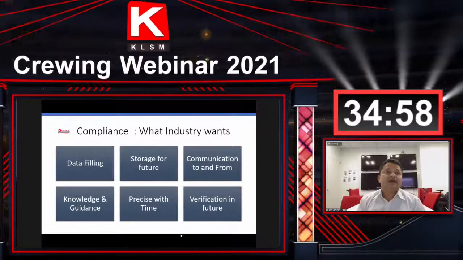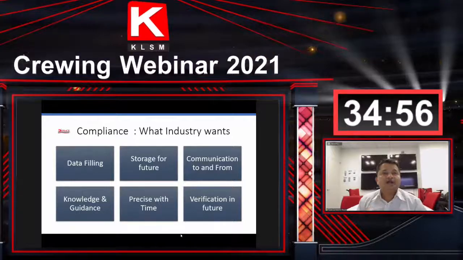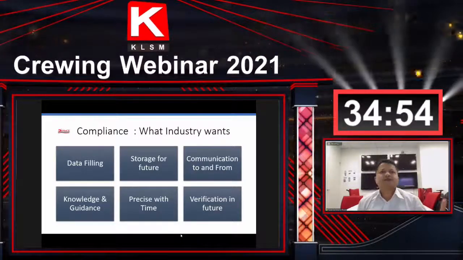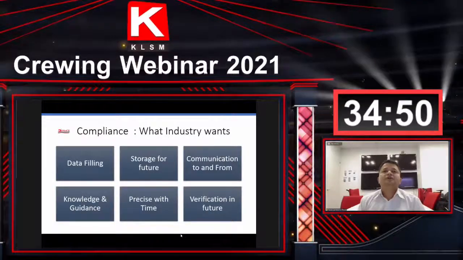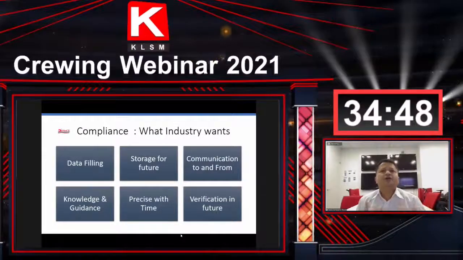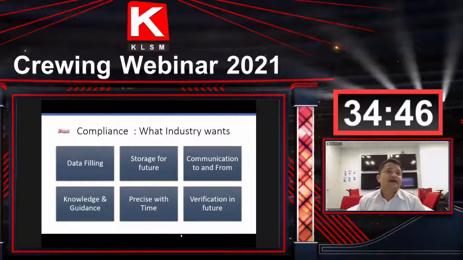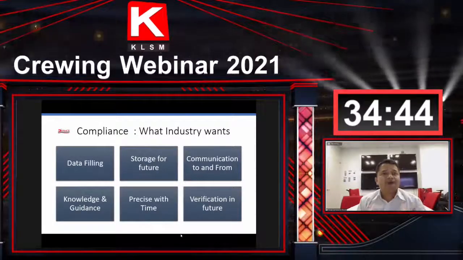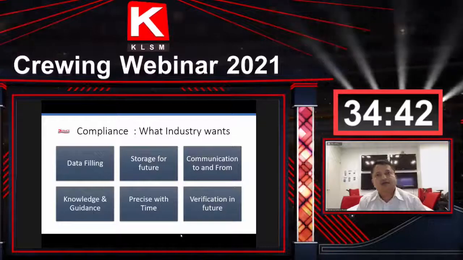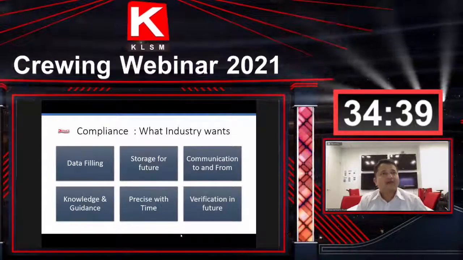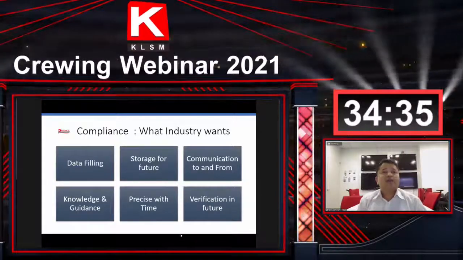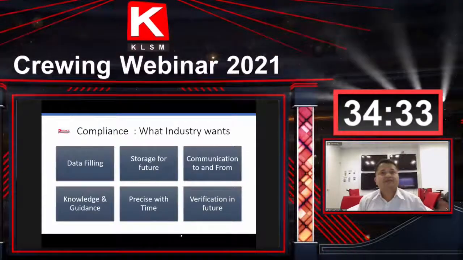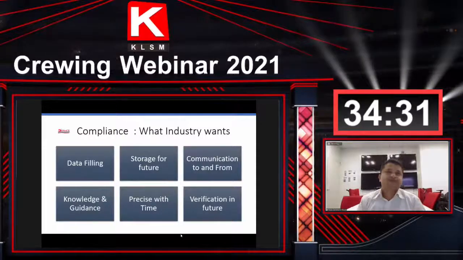Communication, it should be communicated. Not only within the vessel, sometimes you have to send it to the office: special work permit, near miss. Also many risk assessments, many things you have to communicate. Knowledge and guidance. The forms are not just a plain sheet where you write whatever you want. You should have knowledge. Like if you want to fill the near miss form, you should know what is the basic action, what is the basic cause. So you need knowledge.